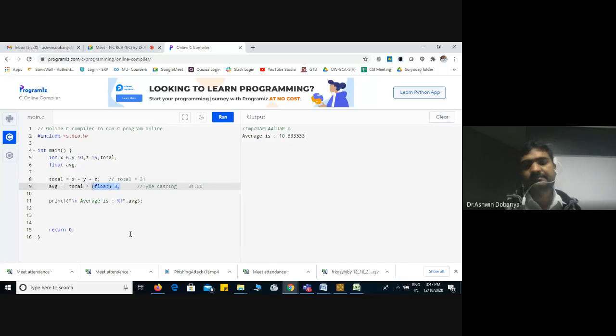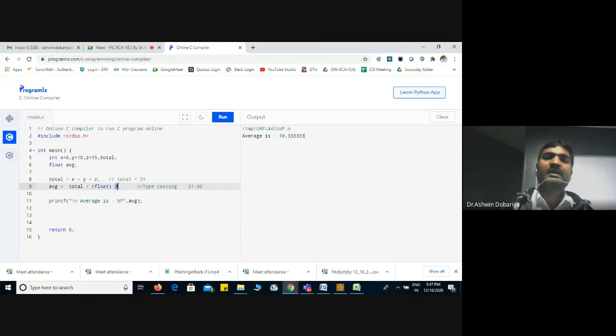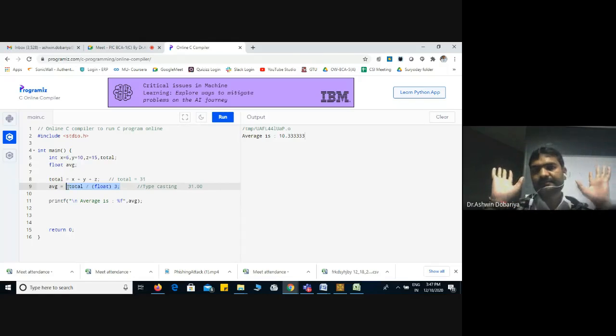What does it mean? 3 is an integer value, but if you mention float before 3, the compiler considers it 3.00. Either you convert the first value to float or you convert the second value to float. If one value is a float, then it will give the final output as a float. Otherwise, it will not give a correct answer.